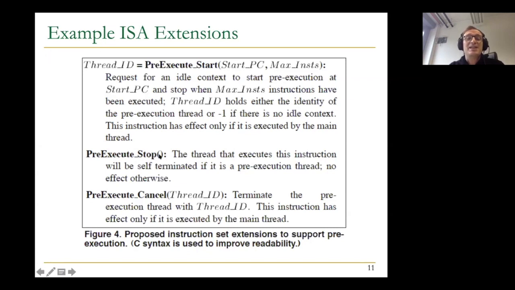So pre-execute stop, as we discussed, the thread that executes this instruction will be self-terminated if it's a pre-execution thread. If it's the main thread, there's no effect, clearly. And pre-execute cancel with a thread ID means that you terminate the pre-execution thread with that thread ID. So the main thread can actually do this also. And you may think about where you want to do this. If the main thread for some reason thinks that there's no need for pre-execution at this point, it may cancel the pre-execution threads. You can certainly add other instructions like throttling instructions, but this paper doesn't do that, and I'm not going to talk about that.